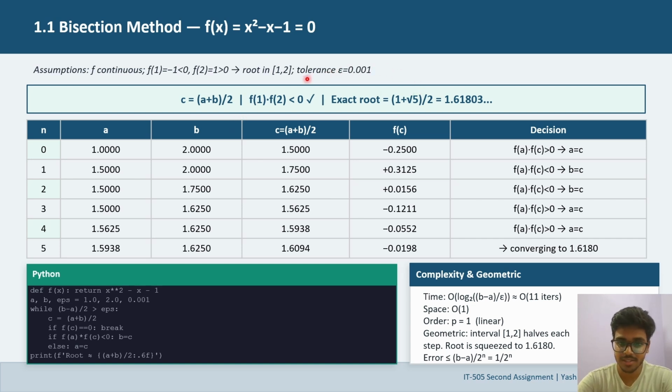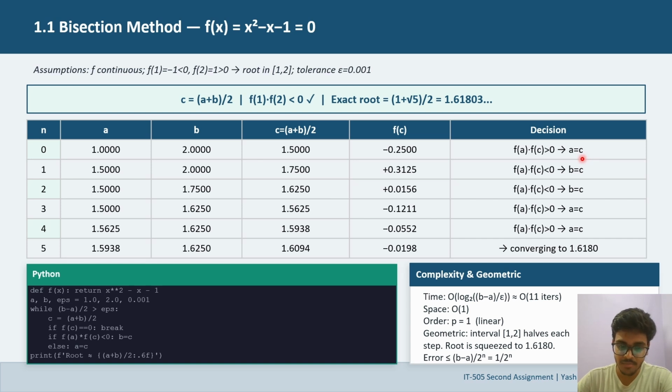The bisection formula is just the midpoint c = (a + b)/2. In iteration 0, a = 1, b = 2, midpoint c = 1.5, and f(1.5) = 2.25 − 1.5 − 1, which equals −0.25, that is negative. So our root is in the 1.5 to 2 range. So we update a to 1.5.